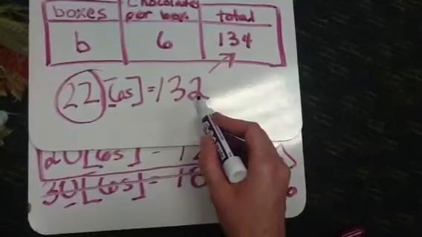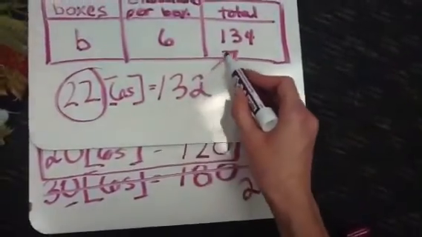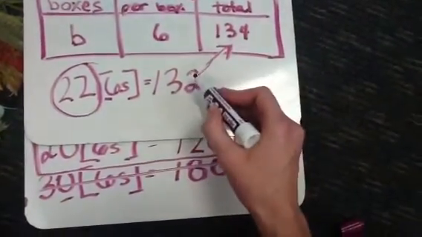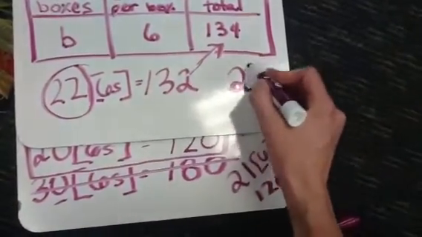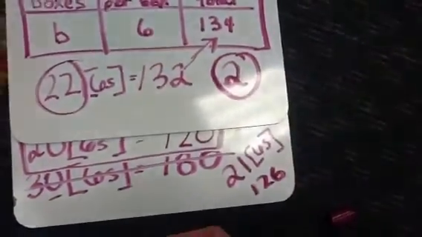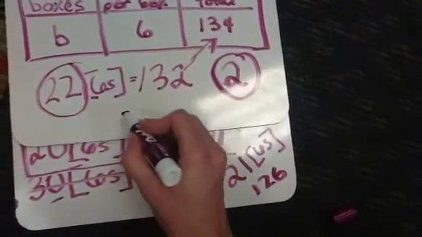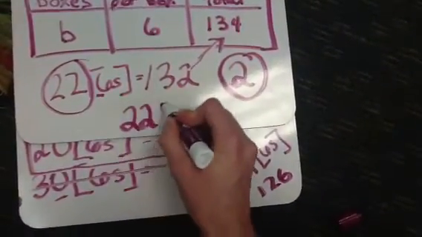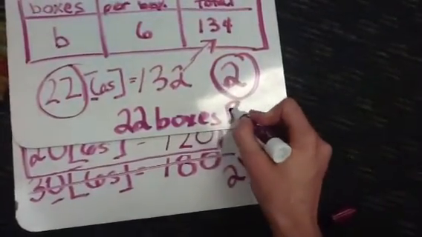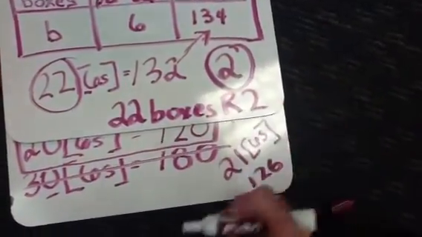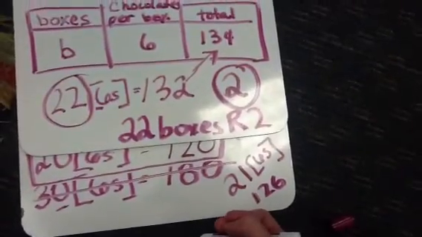How many chocolates would be left over? I know that 134 minus 132 would give me 2 chocolates left over. My answer then is 22 boxes with a remainder of 2 chocolates. Let's try another one.